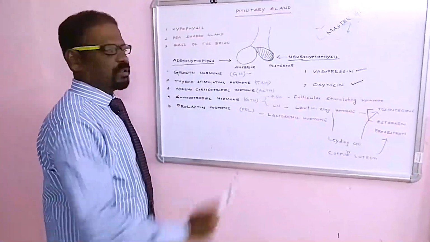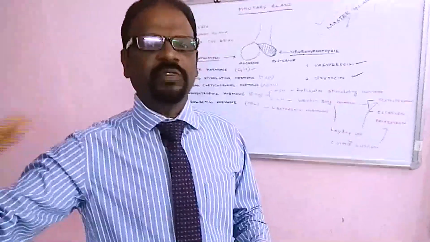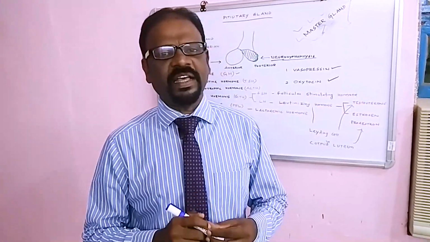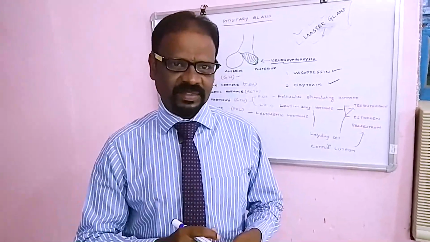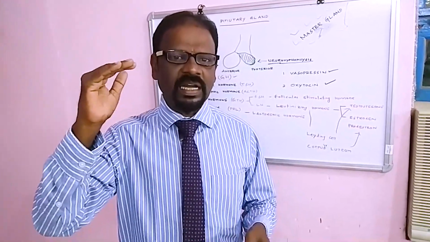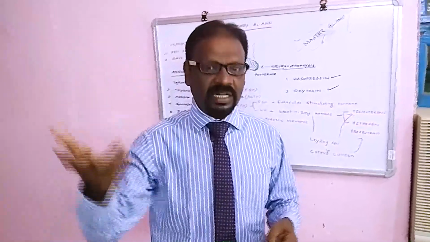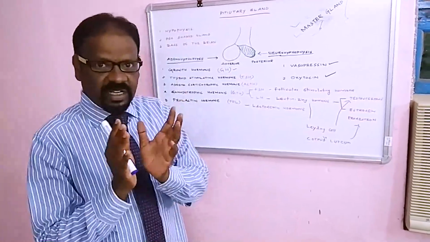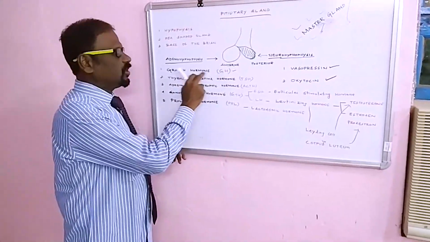The growth hormone is responsible for the growth of the individual or the organism. As you know very well, growth means an increase in size. Every organism has a normal growth. Sometimes we can find an abnormality in the growth also. So the growth of the individual is controlled by this growth hormone, GH.